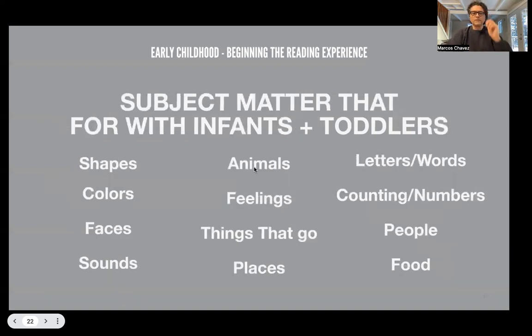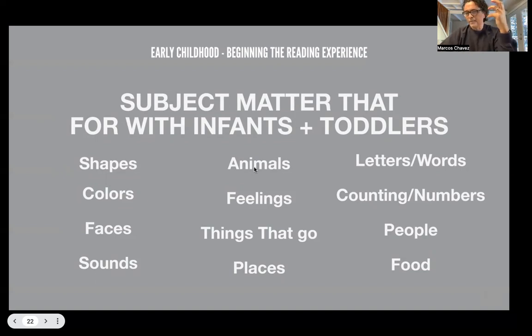So some subject matter that might be worth considering: things like shapes, colors, faces, some basics, animals, feelings, things that go, places, letters or words. And remember, we have the letter book and the number book, so we may not necessarily need another alphabet book or another book on numbers. But of course, I don't want to eliminate that as a category. But that's what I mean by thinking about where your book can fit in.